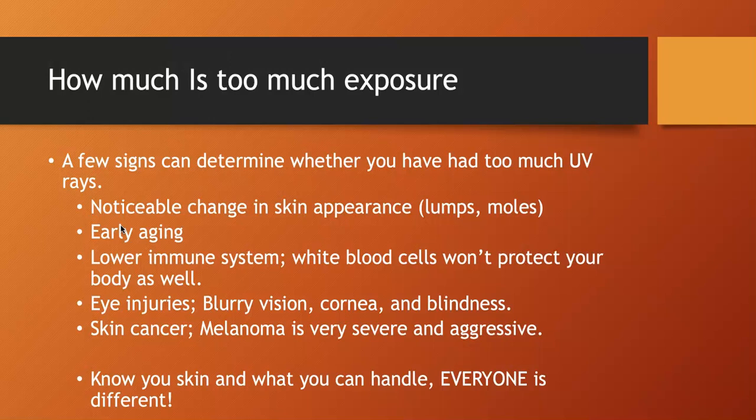A few signs can determine whether you've had too much UV rays. Noticeable change in skin appearance, such as lumps or moles, early aging, lower immune system, where white blood cells won't protect your body as well. Eye injuries, such as blurry vision, issues with your cornea, and blindness. Skin cancer, where melanoma is very aggressive and severe. Know your skin and what you can handle. Everyone is different.